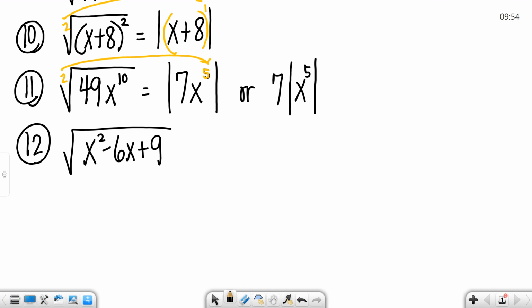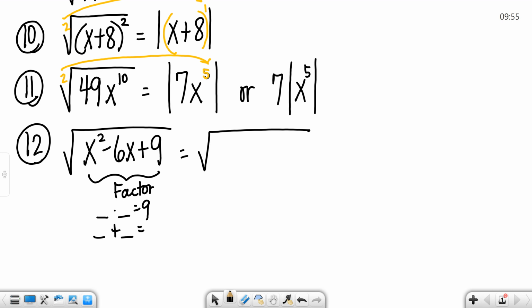When there's an addition problem like this, you cannot do the square root of each one individually. There is no such thing as that. So what I need to be doing first is factor that stuff under the radical. Okay? So two things that multiply to be 9, same two things that add to be -6.